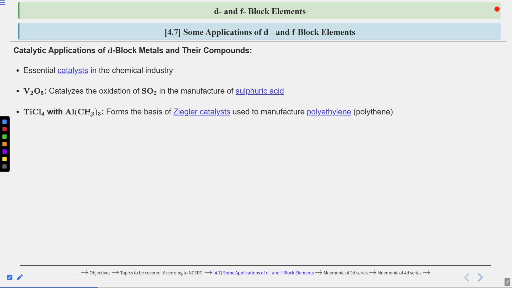TiCl4 with Al(CH3)3. We use this as a catalyst and it forms the basis of the Ziegler catalyst, which is used to manufacture polythene or polyethylene. So the Ziegler catalyst, which we use in the manufacturing of polyethylene, is formed using TiCl4 with Al(CH3)3, which is a D block metal compound. Titanium is a D block metal.